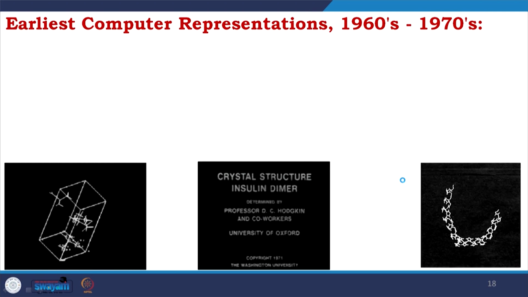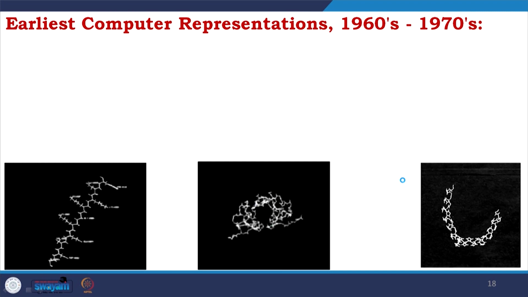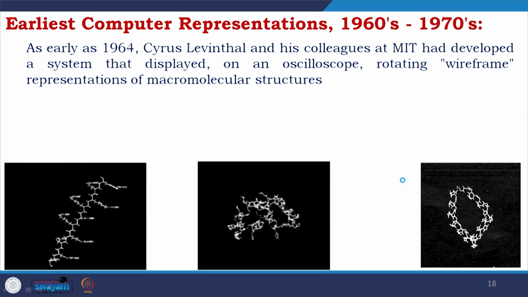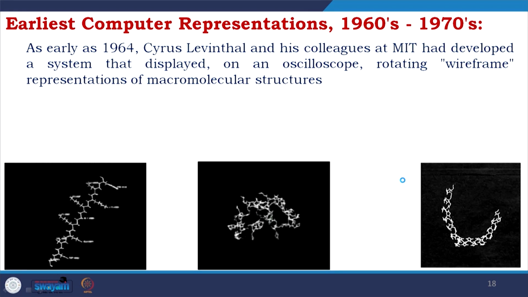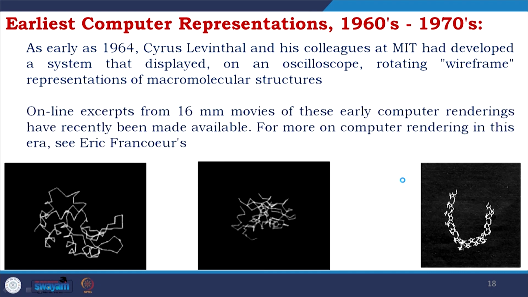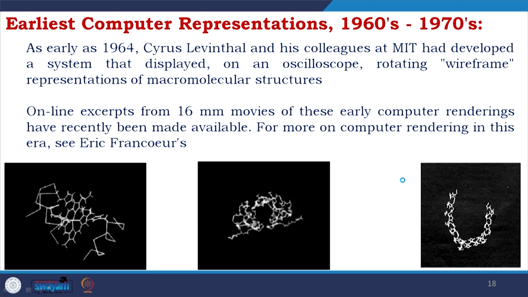Coming to the computer representations. So, what you are looking at are early representations which were later brought together and made into movies. As early as 1964, Cyrus Leventhal and his colleagues at MIT had developed a system that displayed on an oscilloscope rotating wireframe representation of macromolecular structures. Online excerpts from 16 millimeter movies of these early computer renderings have recently been made available.